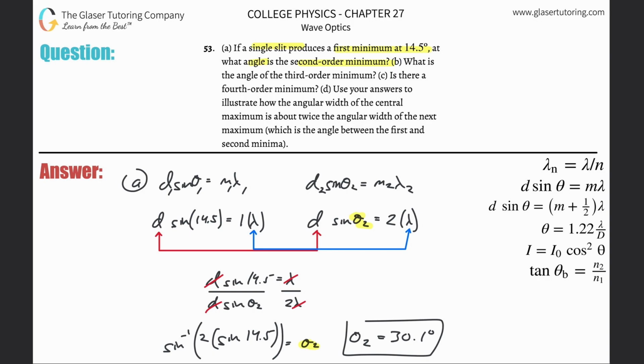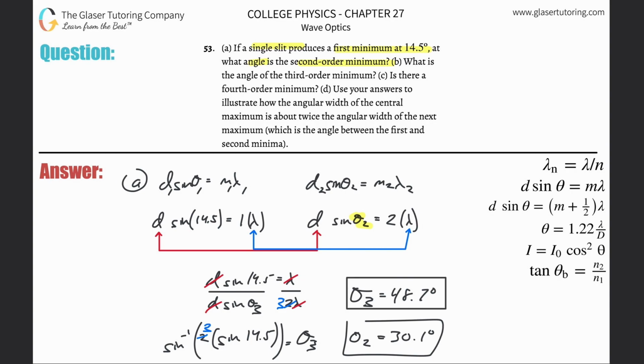Now it wants to know what is the angle of the third order minimum. So what do you think I would do here? What's the only thing that's going to change? The only thing that changes is there's not a 2 here anymore, there's just the 3. You could still call it theta 2 if you want, but I'm going to call it theta 3. So this 2 is no longer a 2, it is a 3. So simple, right? We don't need to rewrite everything, especially when you're on the test. If you get a question like this, you want to be able to do it quickly. So inverse sine of 3 times sine of 14.5 is about 48.7 degrees.